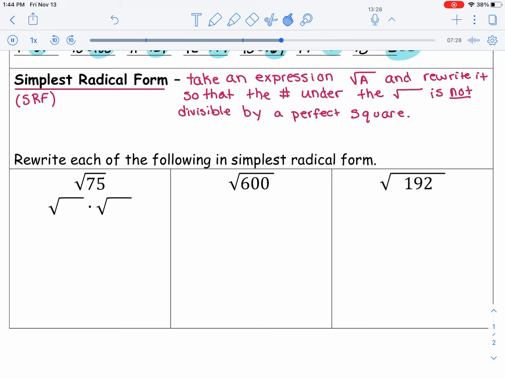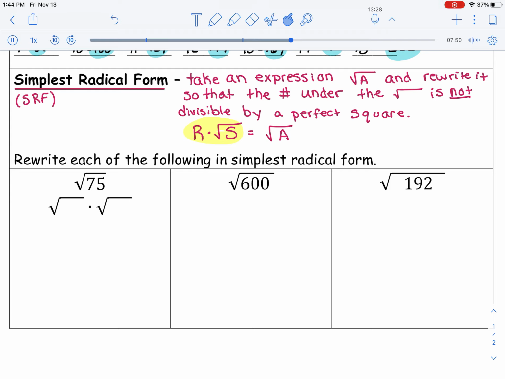And it's going to look something like r times the square root of s. But that is the exact same number as the square root of a, except I've broken it down into smaller pieces and simplified it. Now here's what I mean.